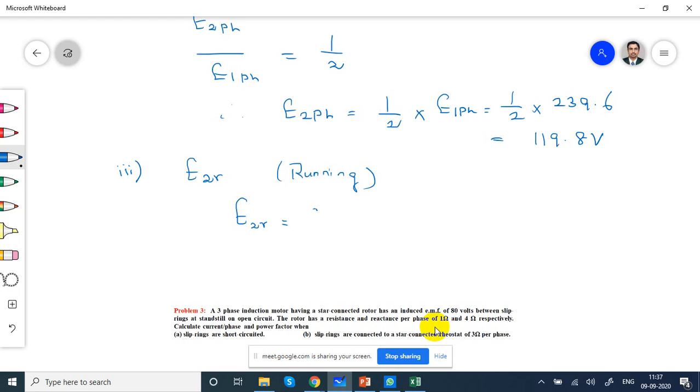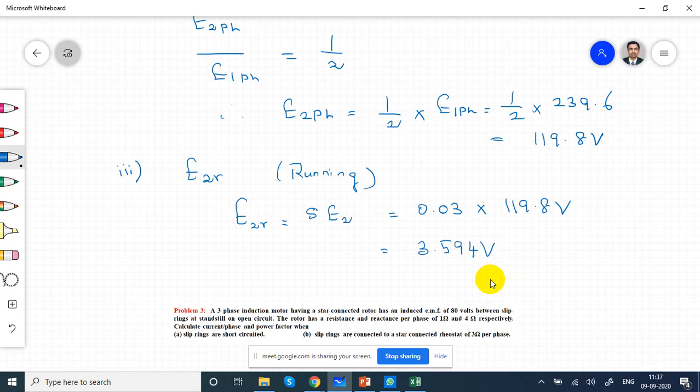Register number 17. E2R equal to S into E2. So S value will be 0.03 into E2, which will be 119.8 volt. You will get 3.594 volt. Okay, 3.594 volt.